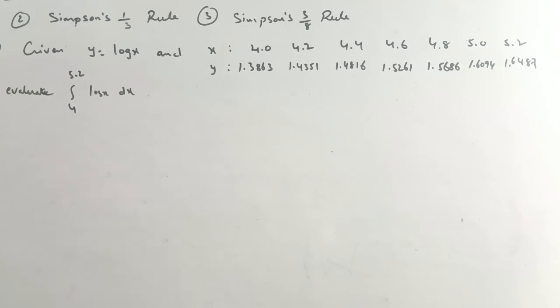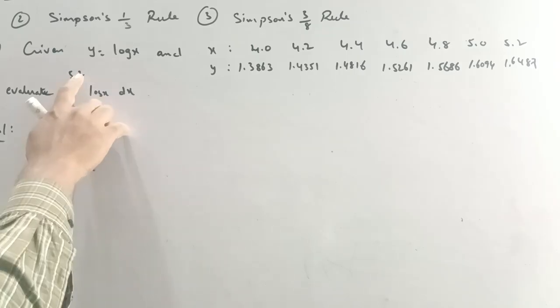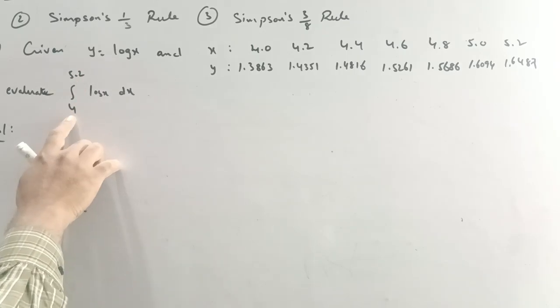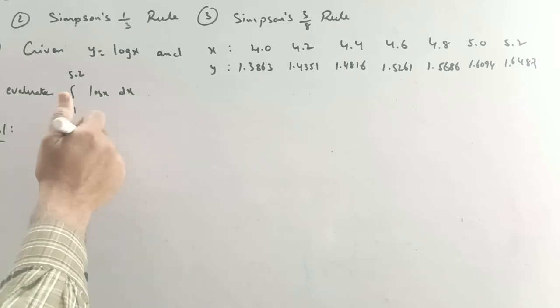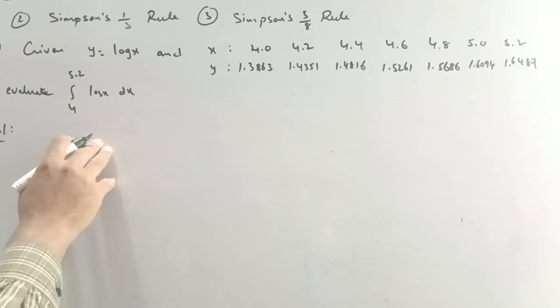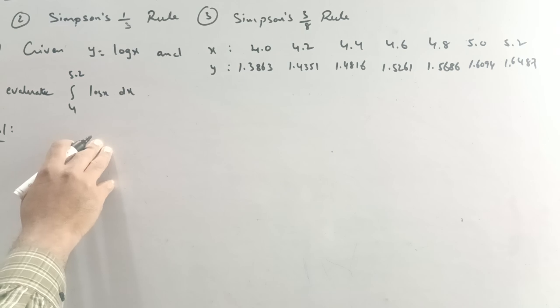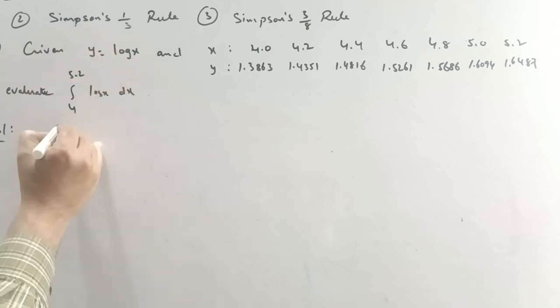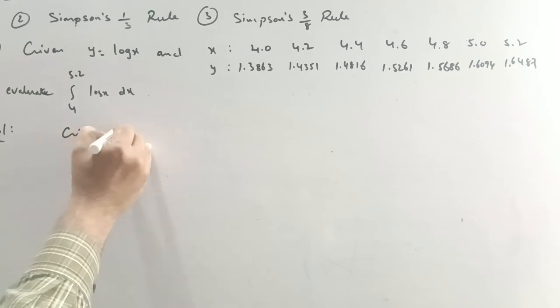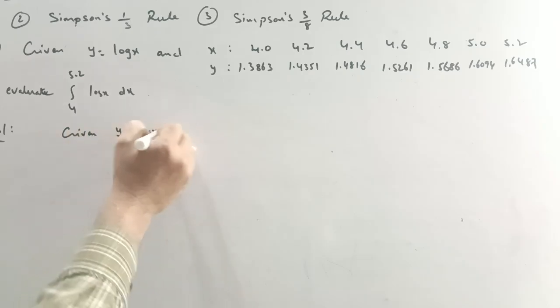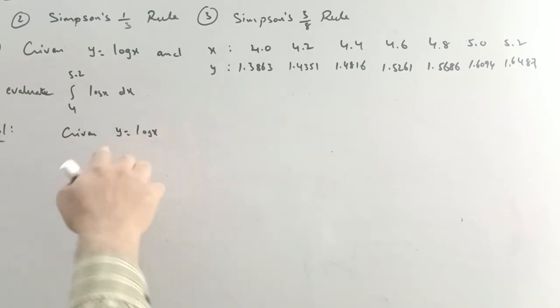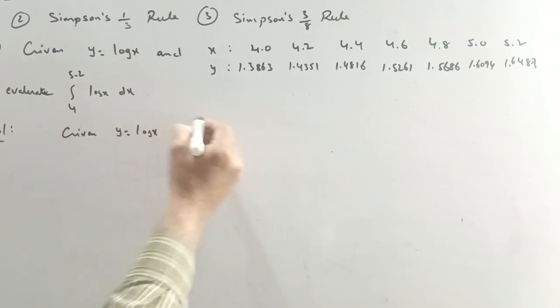First, to solve this type of problem, we have to know the upper limit and lower limit. The upper limit here is 5.2 and the lower limit is 4. Then let us take f of x. Earlier in the formula we took f of x, but here he gave y, so you can write it, no problem. Given y is equal to log x. And what are the limits?